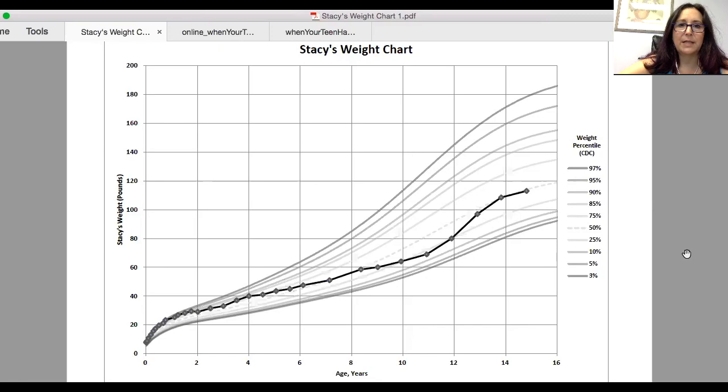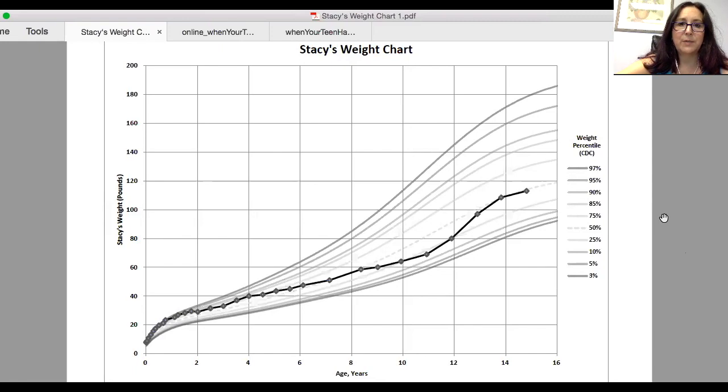At least in the US, most pediatricians at every wellness visit will plot your child's height, weight, and BMI on curves. And these can be really helpful to you to look at in terms of where your teen is in terms of recovery. And you can interpret any of the charts, the height, the weight, or the BMI. Today I'm going to focus on a weight chart.